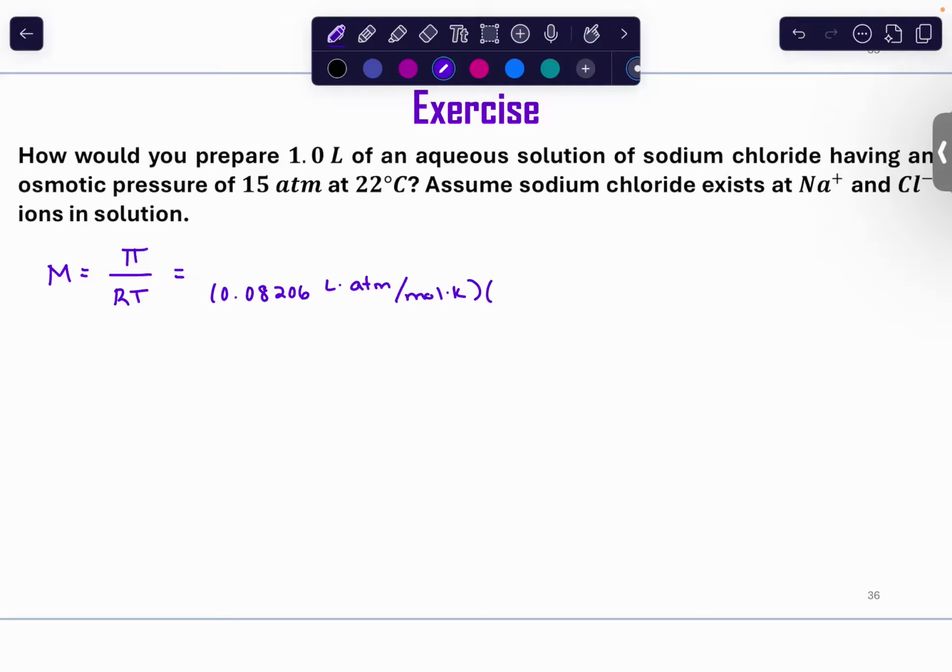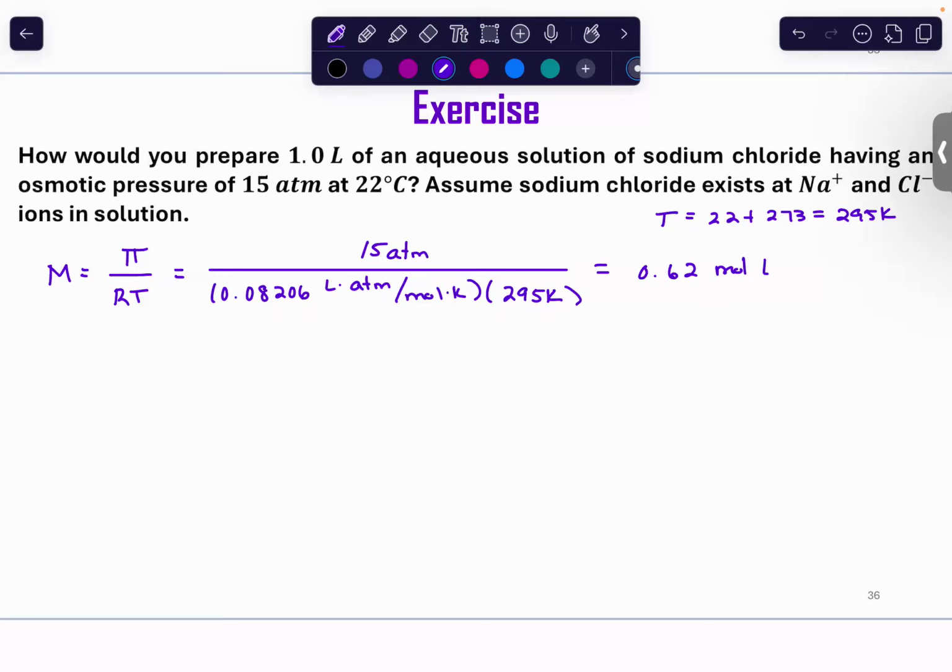Your temperature, this is where the 295 comes from. And this is going to end up giving us moles per liter.